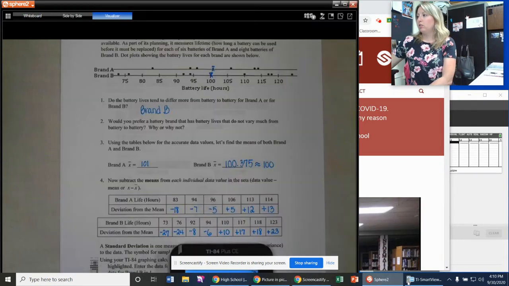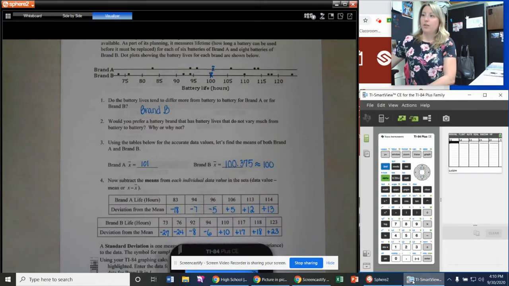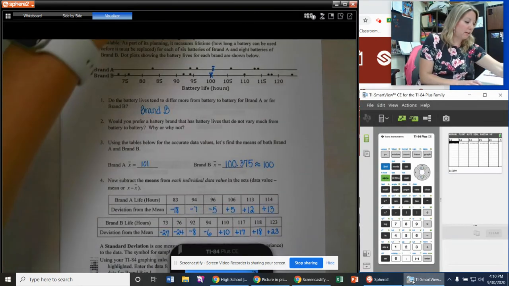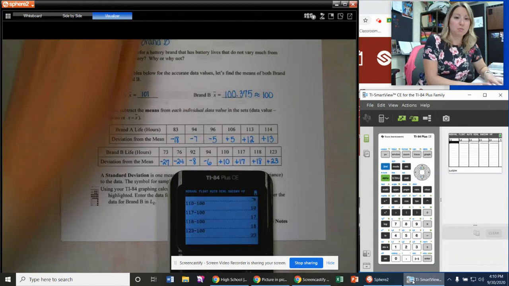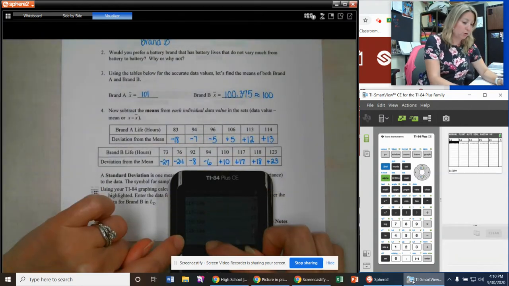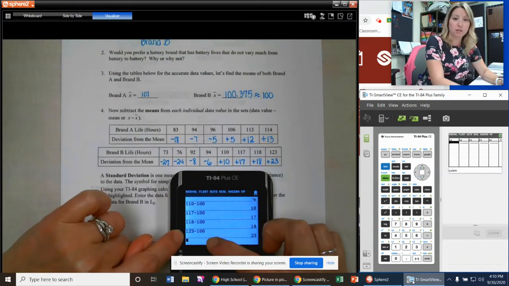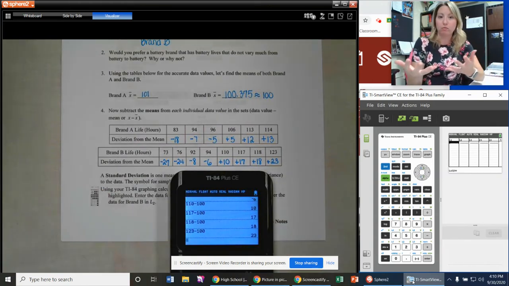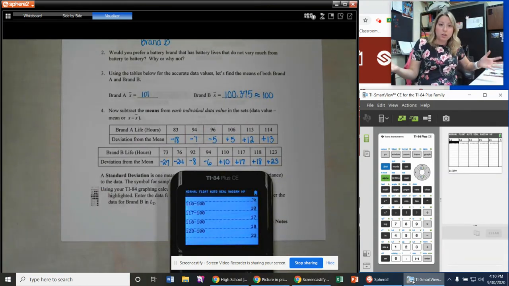Okay, here we go. There's my answers. Again, it's data value minus mean. So you can see that all the way through, I did data value minus the 100. We rounded that 100 to use as our mean. So these are the values that we got on each side, right?